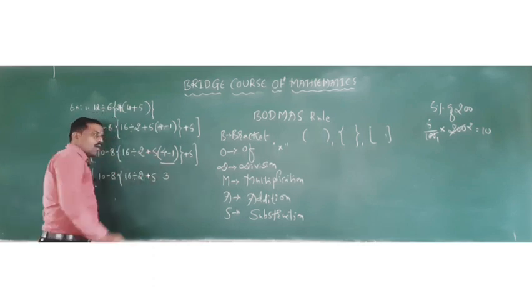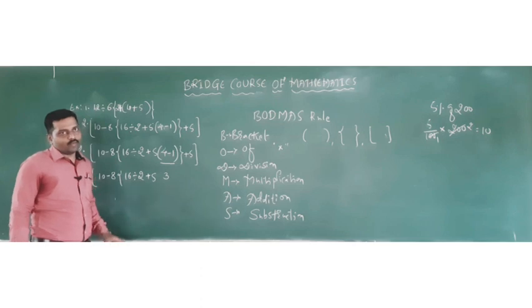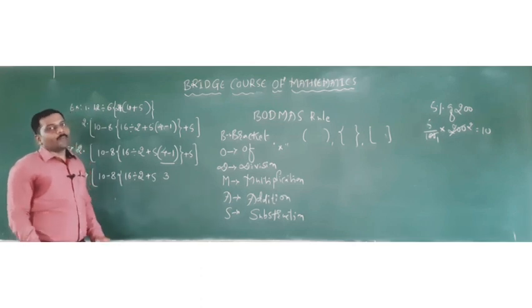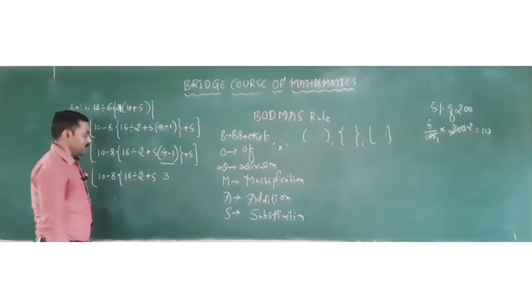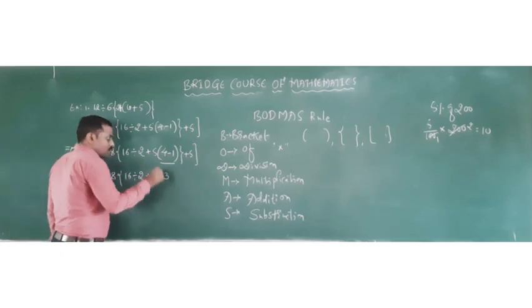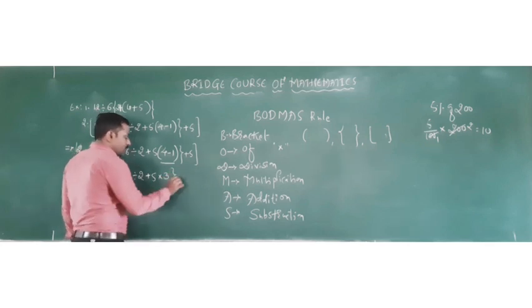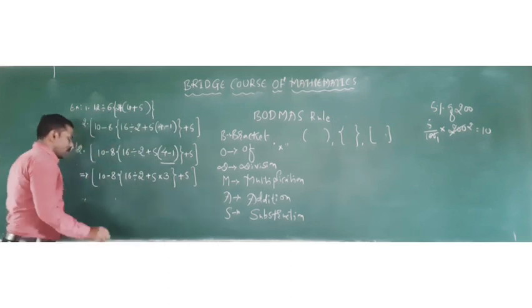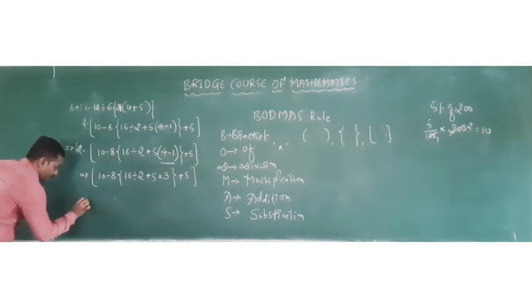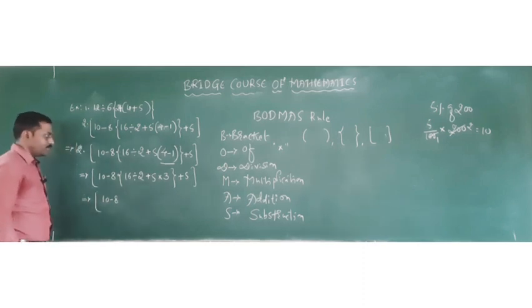So here there is an "of". It is just like a multiplication. This is also one of the operations, and its nature is multiplication. Therefore, 5 into 3. So complete the round bracket, plus 5, and complete the square bracket. So 10 minus 8.